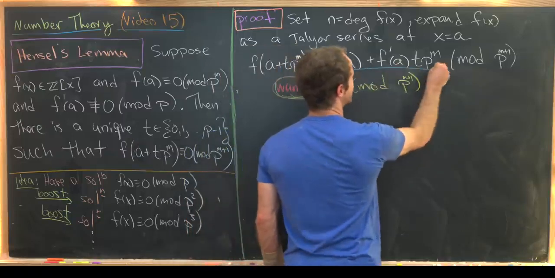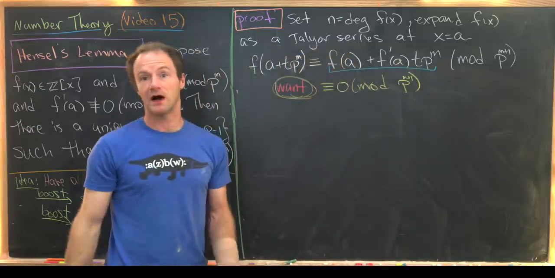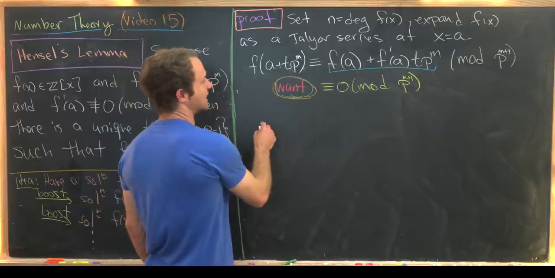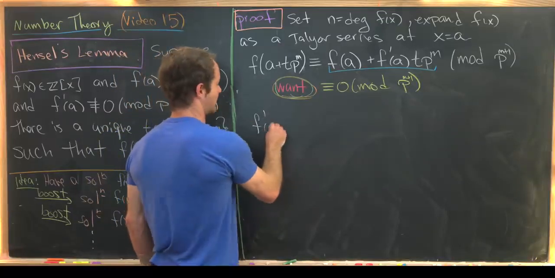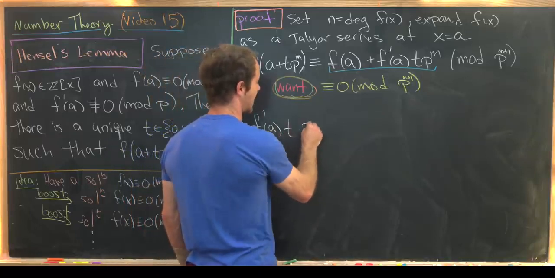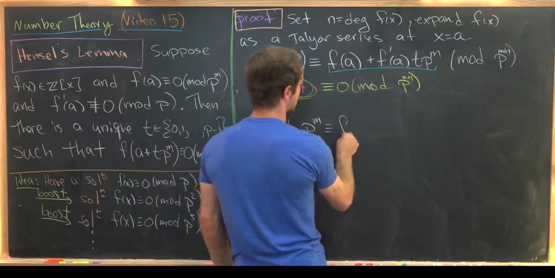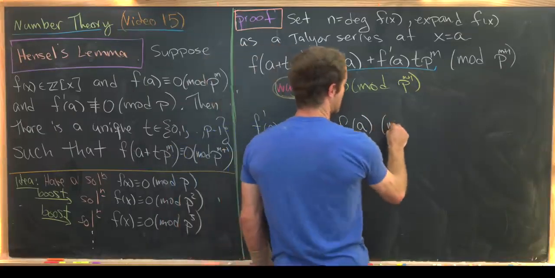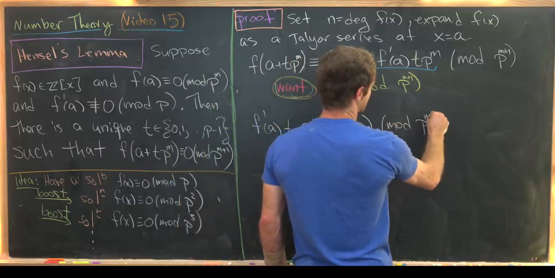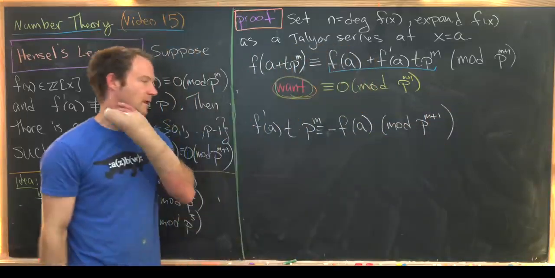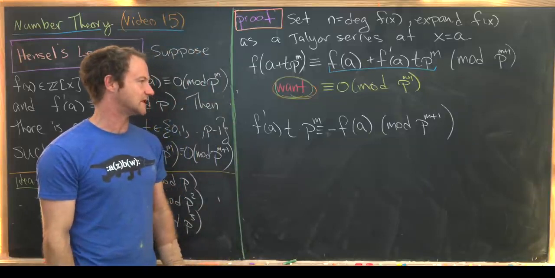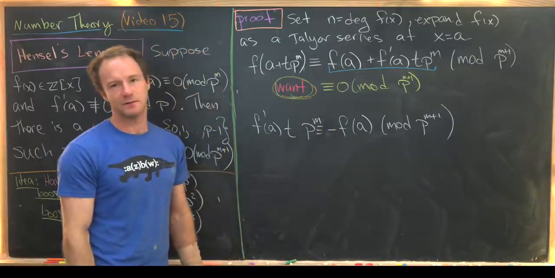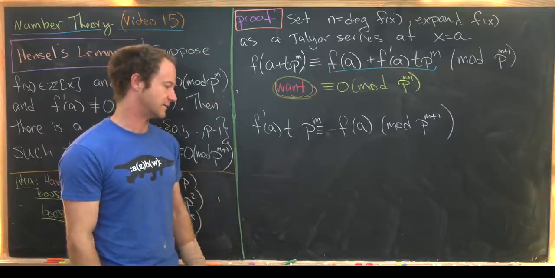So in particular, we need this to be congruent to 0 mod p to the m plus 1. So that will occur if we have f prime of a times t times p to the m is congruent to negative f of a mod p to the m plus 1. Okay, but that actually might seem a little bit problematic. Because we're still working modulo p to the m plus 1, we'd like to work mod something a little bit easier.